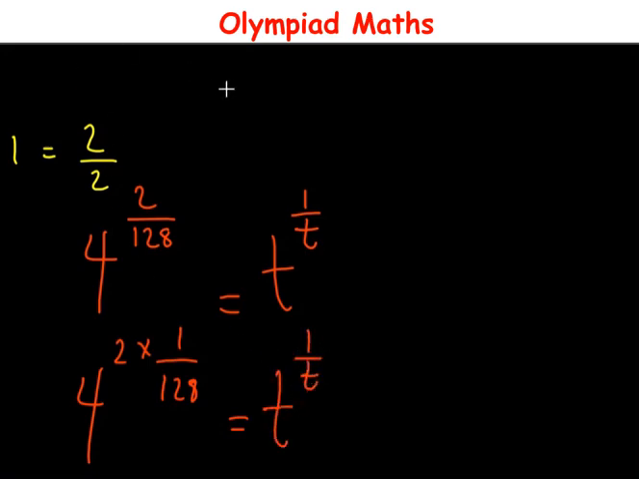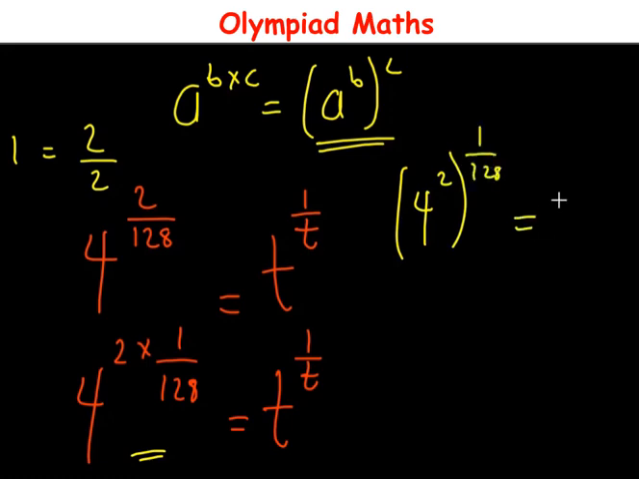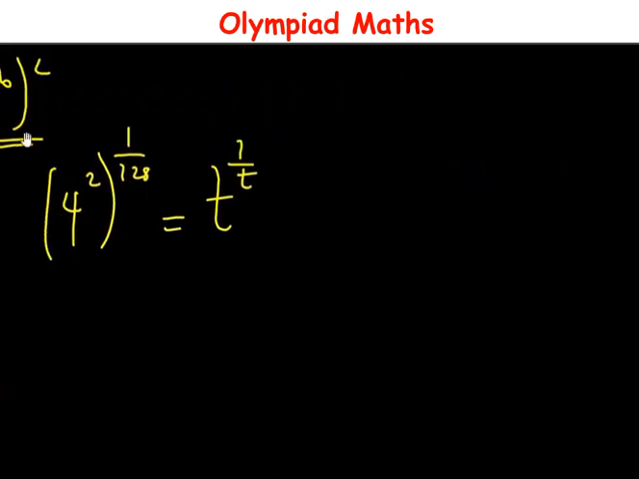Such that if you apply this rule of indices, if you have a raised to power b times c, this equals in brackets a raised to power b all raised to power c. Applying this rule right here, what we have is in brackets 4 raised to power 2 all raised to power 1 over 128 is equal to t raised to power 1 over t. So from here, 4 squared is equal to 16 all raised to power 1 over 128, which equals t raised to power 1 over t.